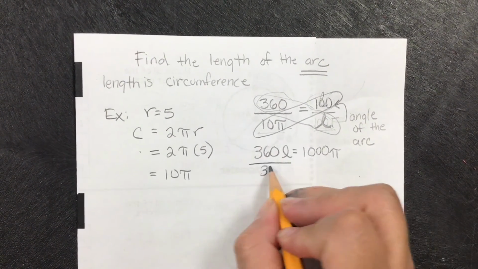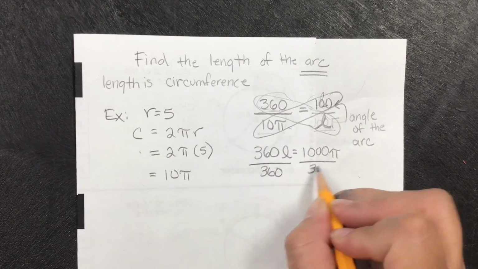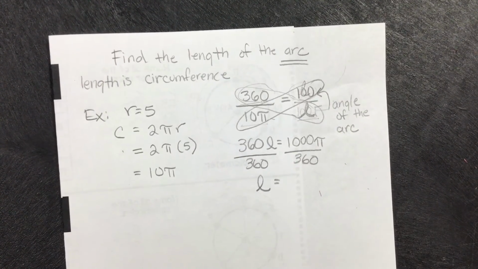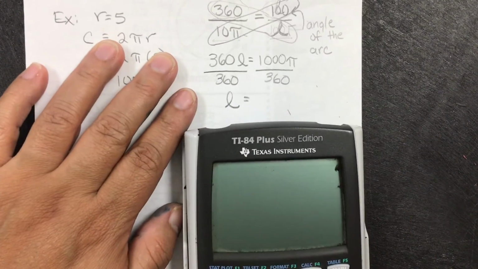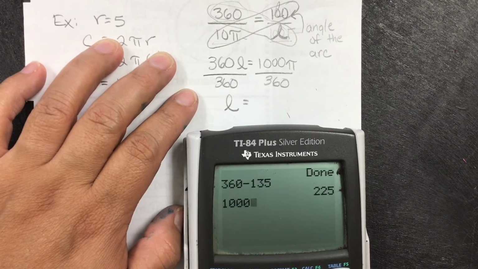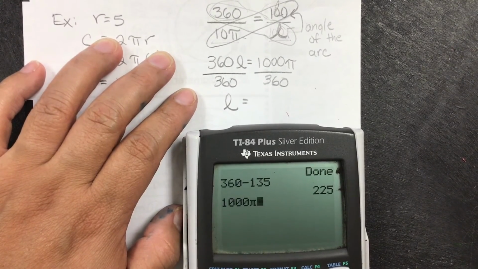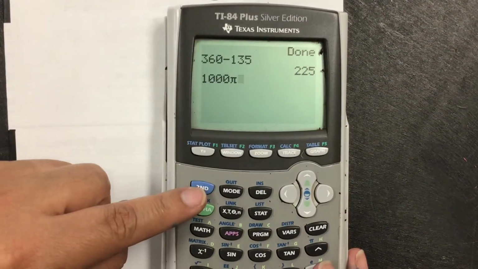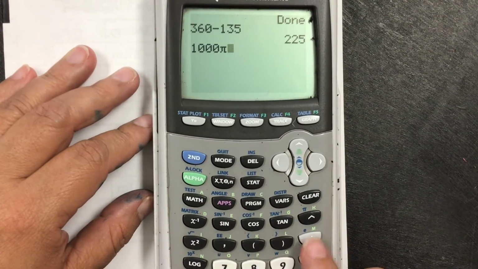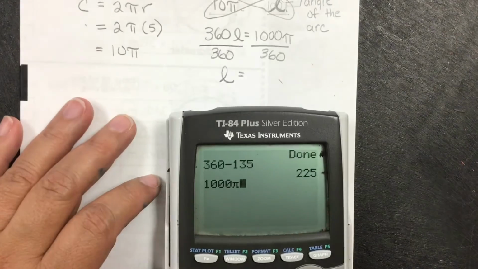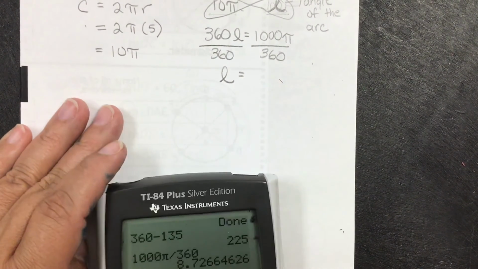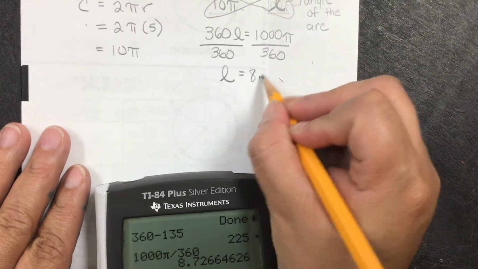Then we divide by 360. The length of the arc is then 1,000 pi. So how do you get pi? There's the second function, and then here's the little hat symbol for the power. It's above the division. Then you hit divide by 360, and you get approximately 8.73.